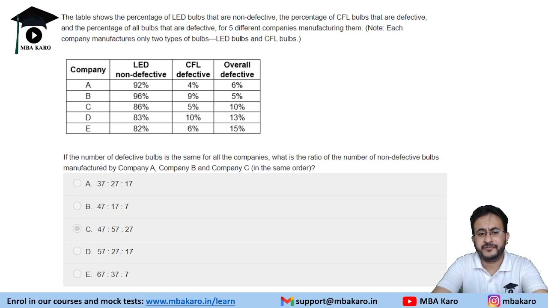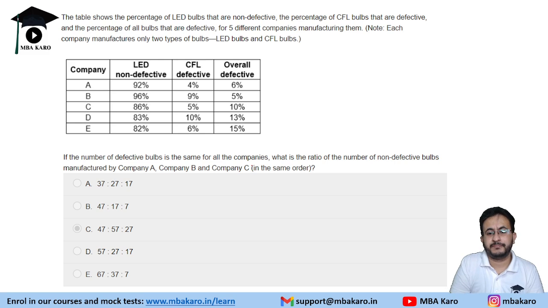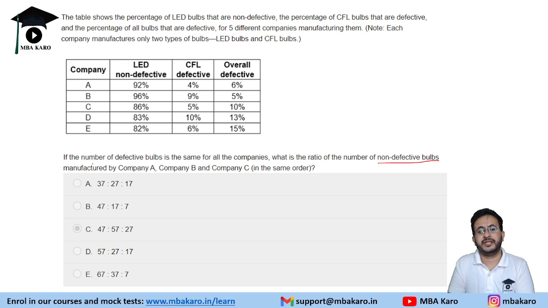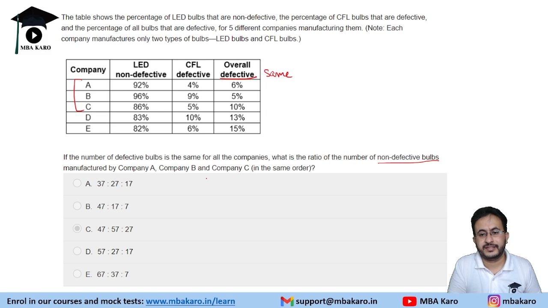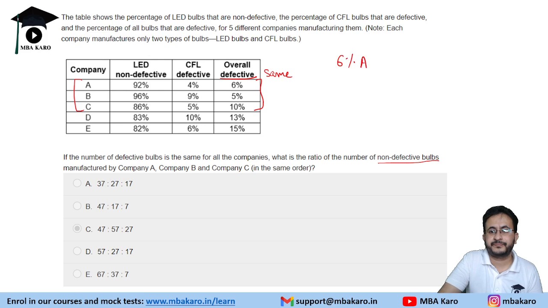It says, if the number of defective bulbs is the same for all companies, what is the ratio of number of non-defective bulbs manufactured by company A, B and C in the same order? Okay. So it says defective bulbs are the same for all companies. So A, B, C should have the same defective bulbs. We are not concerned about D and E. It says that for non-defective bulbs, we need to find the ratio. So 6%, 5%, 10%. So 6% of A is equal to 5% of B equals 10% of C, right? Defective.